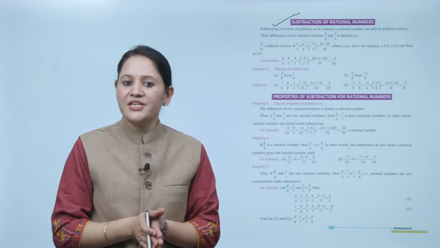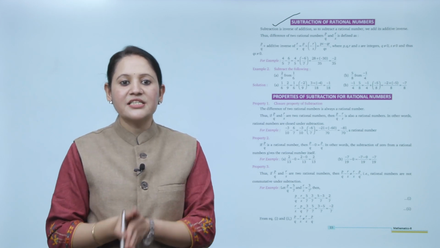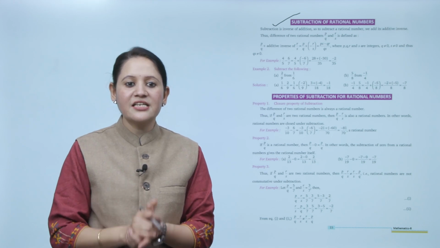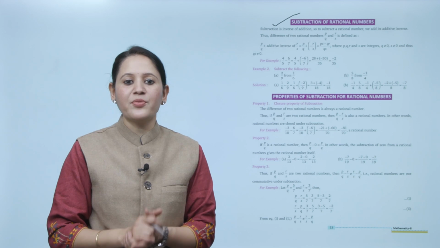Subtraction is the inverse of addition. So, to subtract a rational number, we add its additive inverse. Thus, the difference of two rational numbers P upon Q and R upon S is defined as P upon Q plus the additive inverse of R upon S.